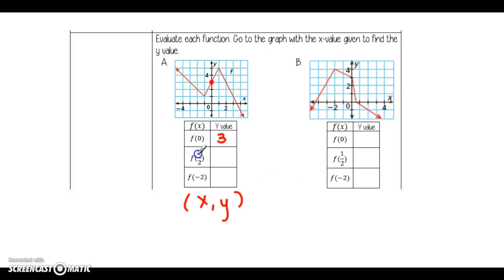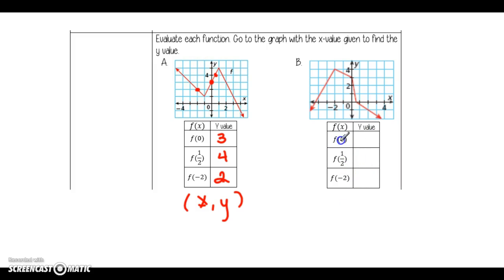So what about 1/2? That's my x value. What's the y value? Let's go to the x-axis, go to 1/2, and find your line. This is the point that they're talking about right here. So this is 1/2 for an x value. What's its y value? How high up is it? 4. Now -2. What's its x value? -2. Go to the line. And what's its y? How high up are we? We're at 2.